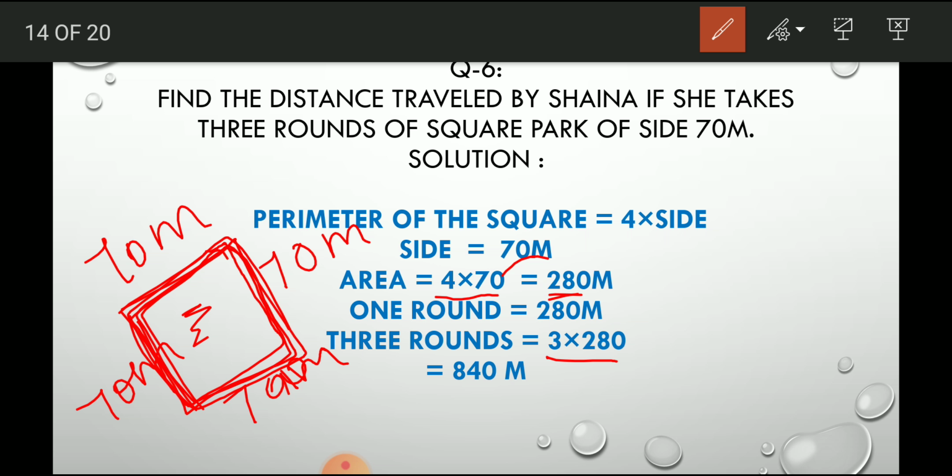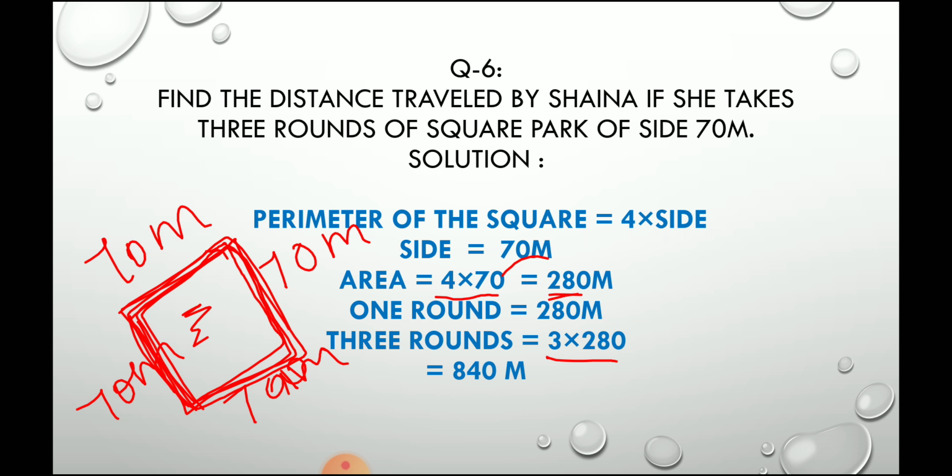If you want to find out the distance traveled by Shaina if she takes 5 rounds, we just multiply 5 and 280. Then 10 rounds means we just multiply 10 into 280. So the answer is 840 meter. The distance traveled by Shaina if she takes 3 rounds of a square park is 840 meter.